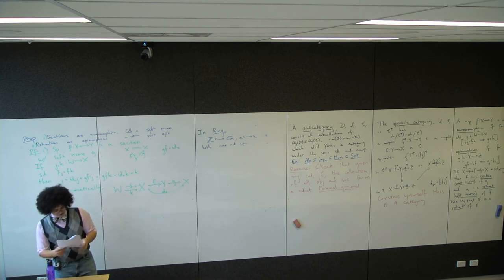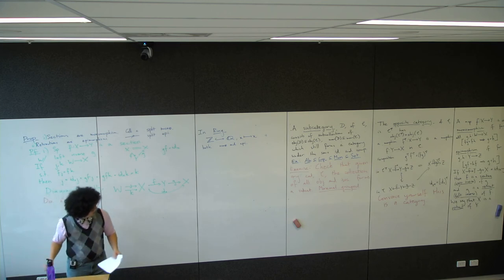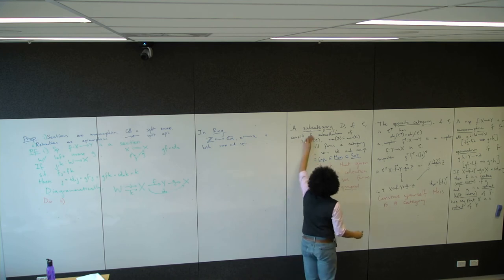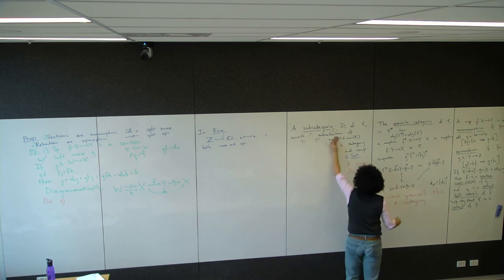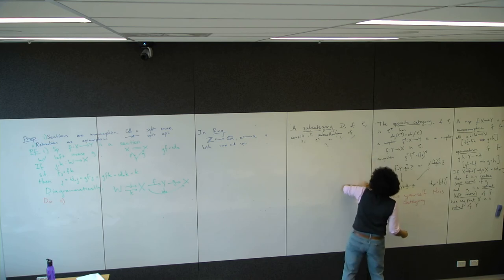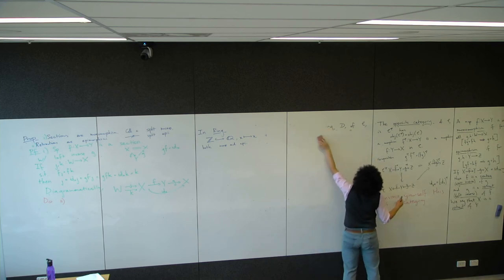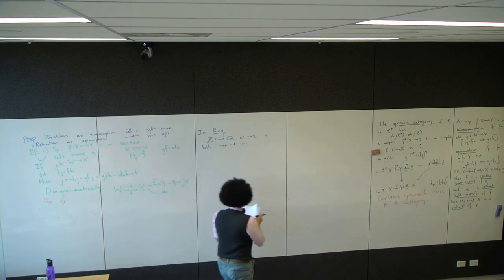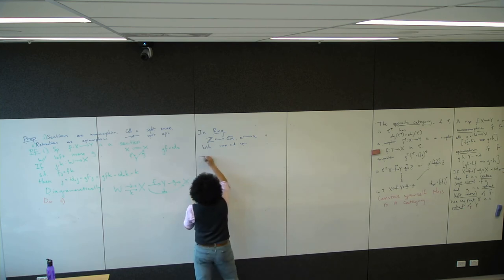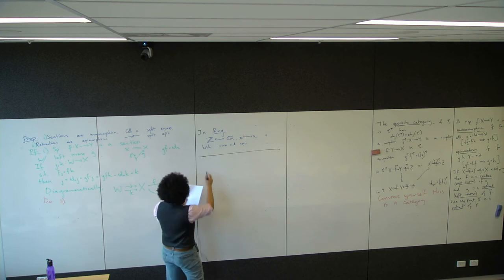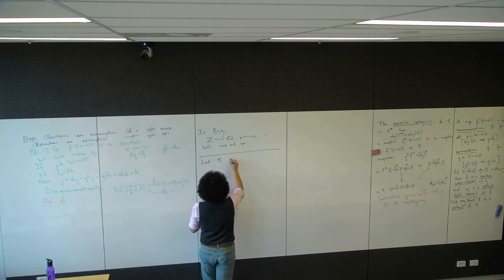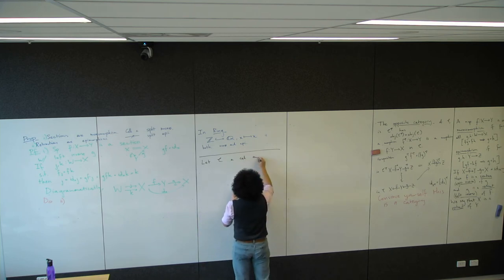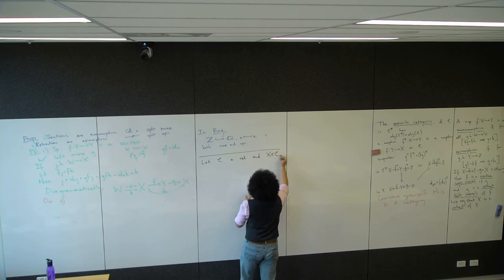All right, last, I want to talk about a final example of a category. That's a fun example, and a useful example that we will see uses for later. So we're going to let C be some category, and X be some object in C.